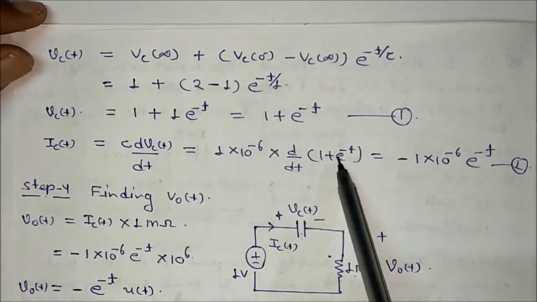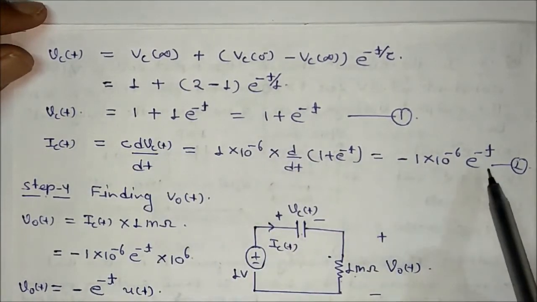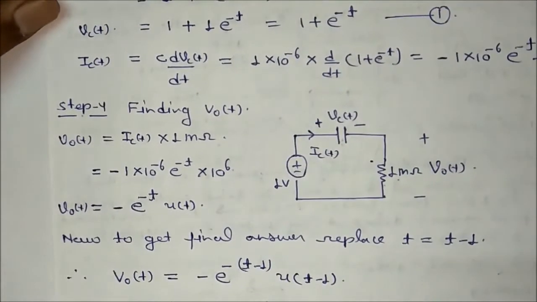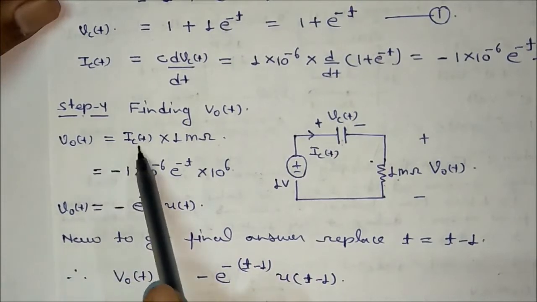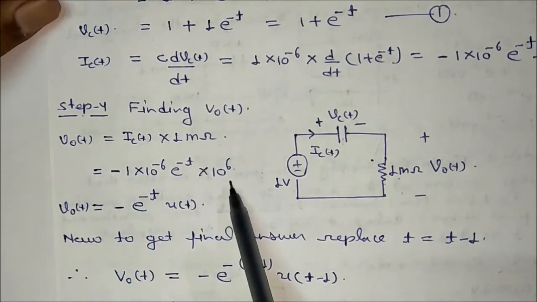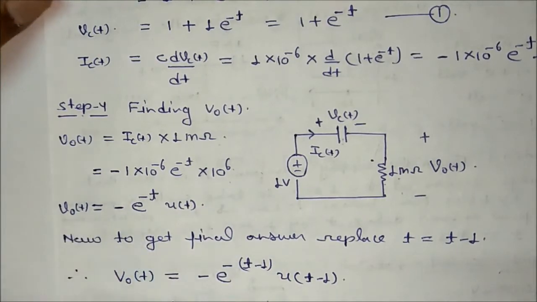VCT we know, put this value, differentiate, and you will get ICT is equal to this amount. So finally V naught t is equal to ICT multiplied by 1 mega ohm. Okay, you will get this amount. Is it okay? So for V naught t we have got e to the power minus t u of t.